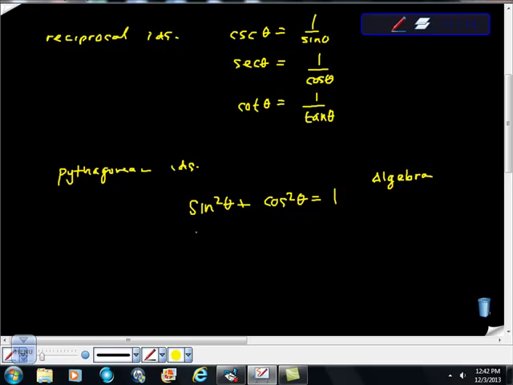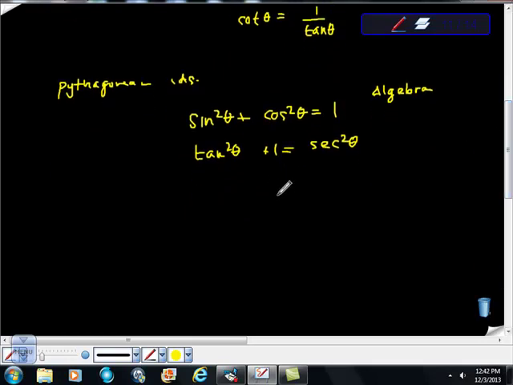The other ones that you should know are that tan squared theta plus 1 is the same as secant squared theta. And again, you can manipulate that using algebra. And lastly is the cotan theta. So cotan squared theta plus 1 is equal to cosecant squared theta.